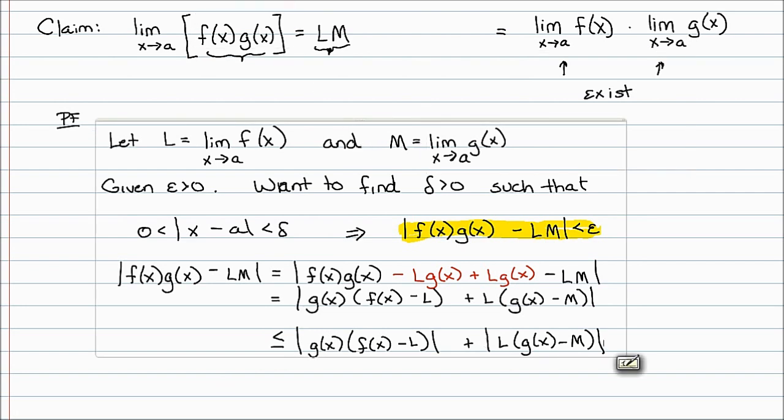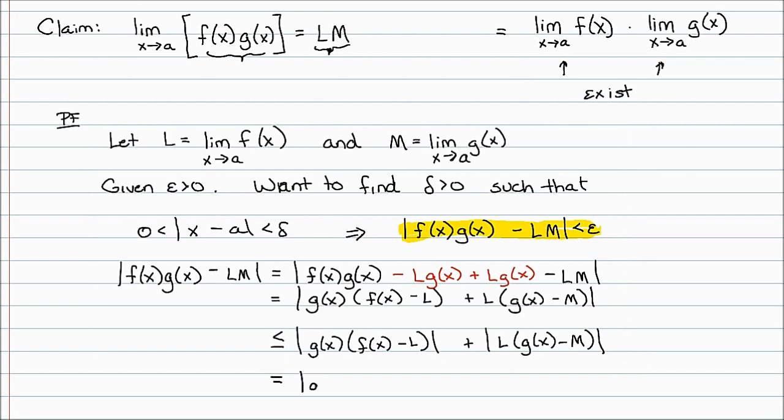One final thing I do want to do here is say that this is equal to the absolute value of g of x times the absolute value of f of x minus L plus the absolute value of L times the absolute value of g of x minus M. Now here's what I'm going to state right here. Our goal is to say that each of these, notice there are two terms here, can be made less than epsilon over 2.